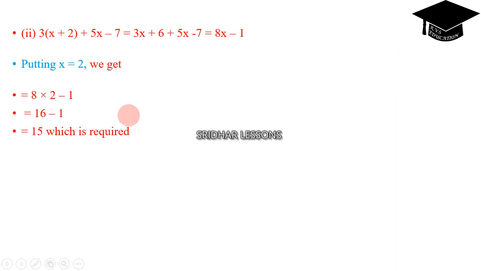I hope you have understood this problem. 3 into x plus 2 plus 5x minus 7. Upon simplification, 3x plus 6 plus 5x minus 7, that is 8x minus 1. And we have to put the value of x is equal to 2. That is 8 into 2 minus 1. 8 into 2 is 16 minus 1, which is equal to 15. As simple as such.